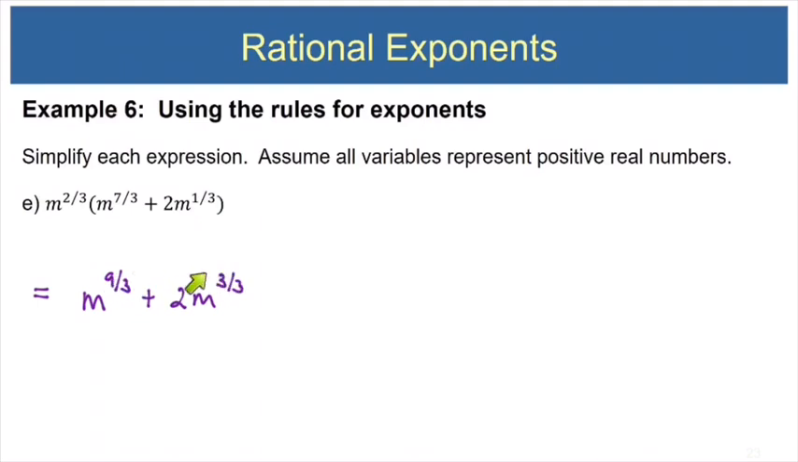Now each of these exponents will reduce. 9 divided by 3 is 3, so that turns out m to the 3rd. And then here, 3 divided by 3 is 1. So with a 1 exponent, we really don't write it, so this will just end up being plus 2m. And that's all there is to that. Notice that we cannot combine like terms here because this is m to the 3rd and this is m to the 1st, so they will not combine. And that's all there is to that one.